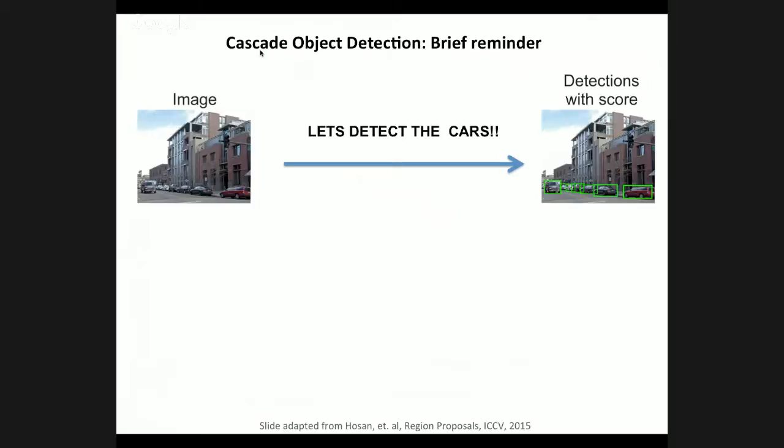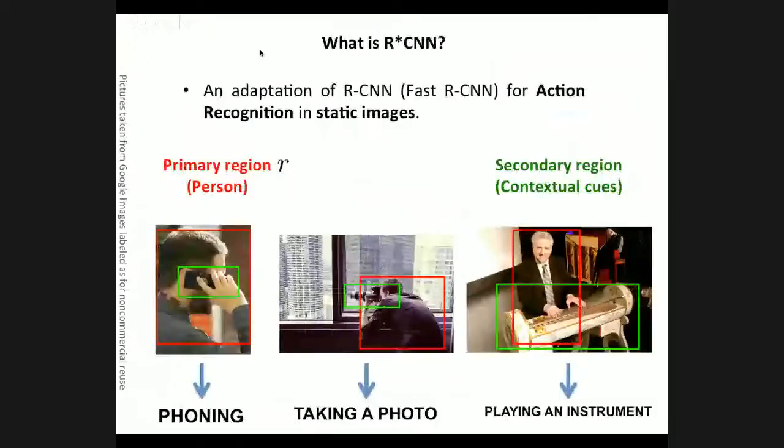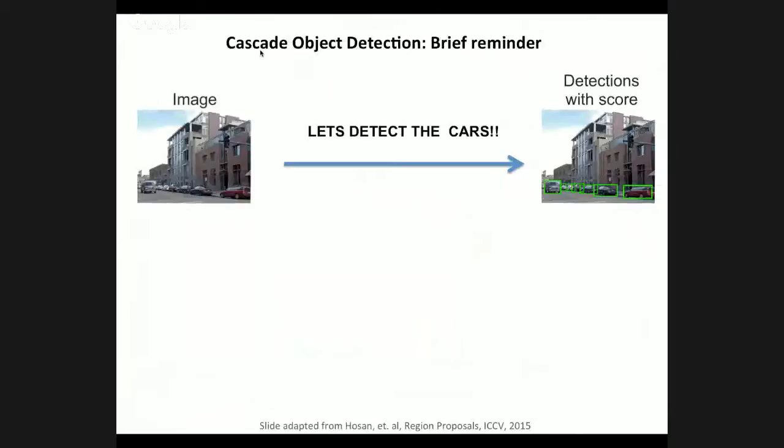So we have to talk a little bit about object detection before going to R*CNN. So, okay, yep. So that the action needs to be performed by the person? Or? Yeah. Okay, well, sorry about that.